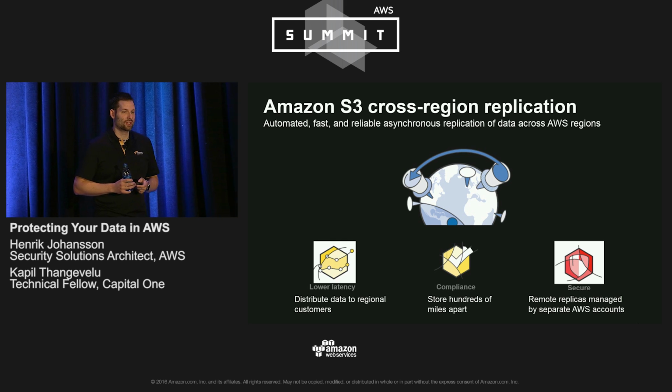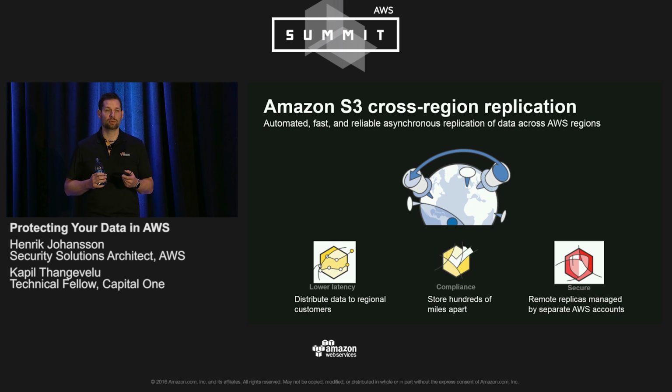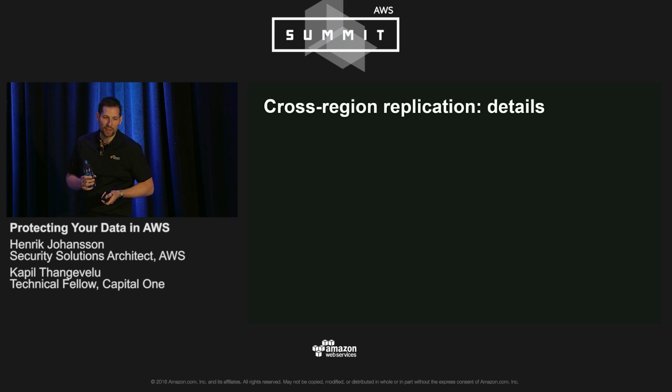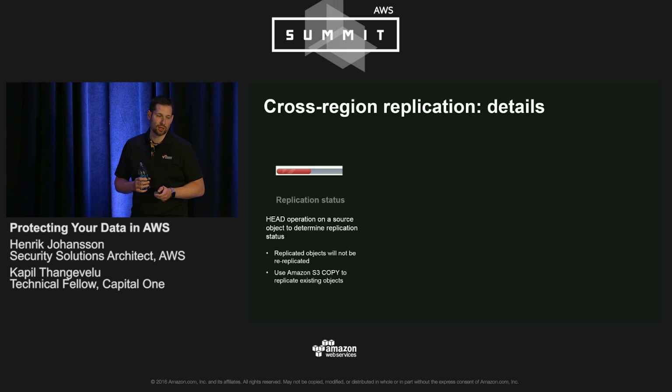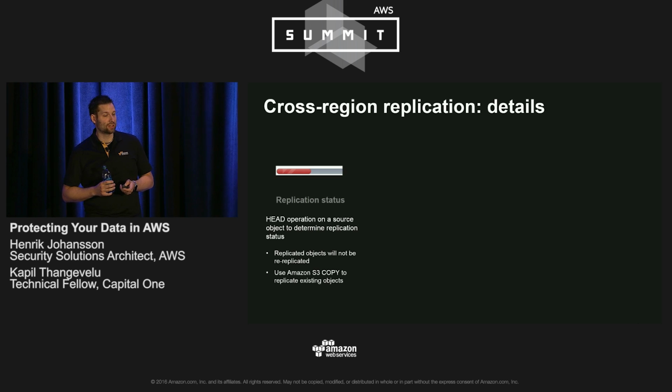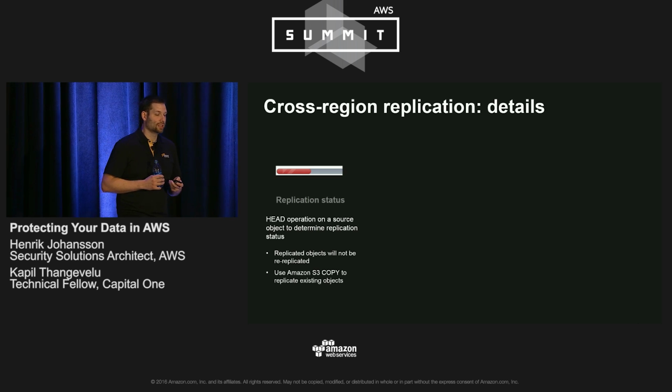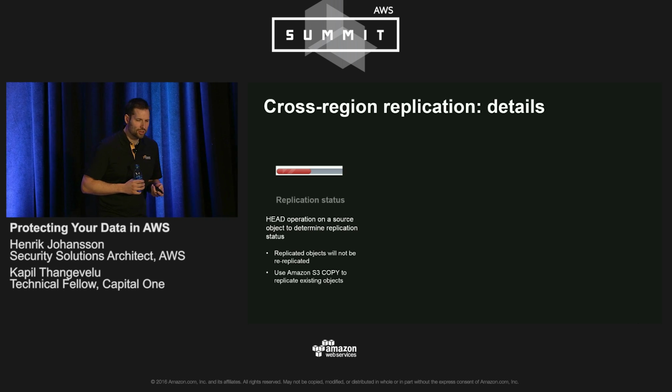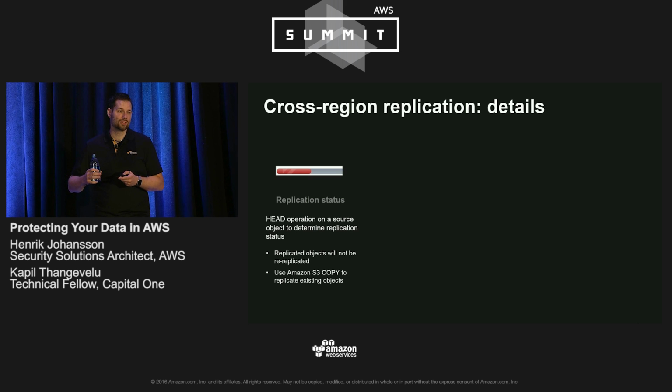Another good use case is if you have multiple accounts, if you want to limit the blast radius. If you were to have a compromise in your account, a backup copy of everything will be stored in a separate account. A couple of details here. The way cross-region replication works is that it's going to do a head operation and look to see that, A, it has not been replicated before. If it has been replicated before, it will not automatically make a new copy of it. And also, it will not copy existing objects. So if you have existing objects, you need to use, for example, S3 copy and copy those over first.